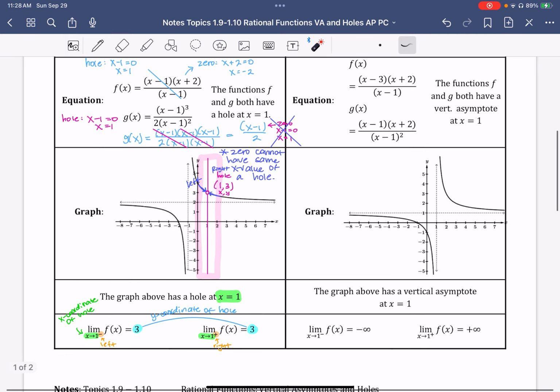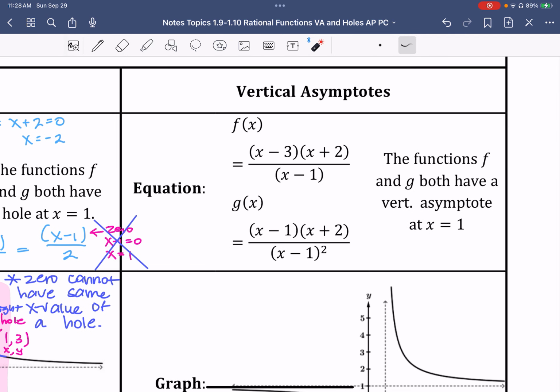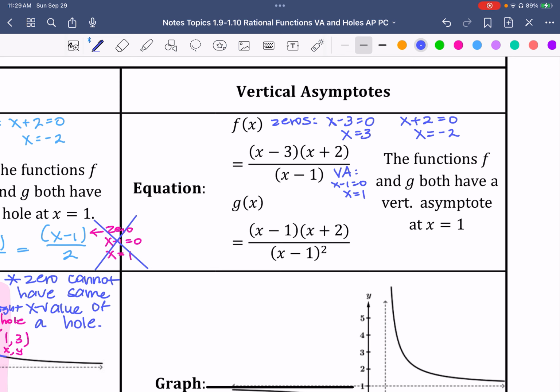Now let's go on to vertical asymptotes. So here we have two equations. Notice that for f of x, none of the factors are the same, so nothing cancels out. What we have left in the numerator are the zeros. Remember that for zeros, you set the factors equal to 0. So everything at the top would be a zero. So we have zeros at x equals 3 and x equals -2. The denominator gives your vertical asymptote. So you set that factor equal to 0 and you get a vertical asymptote at x equals 1. Okay, so that's if nothing cancels out.